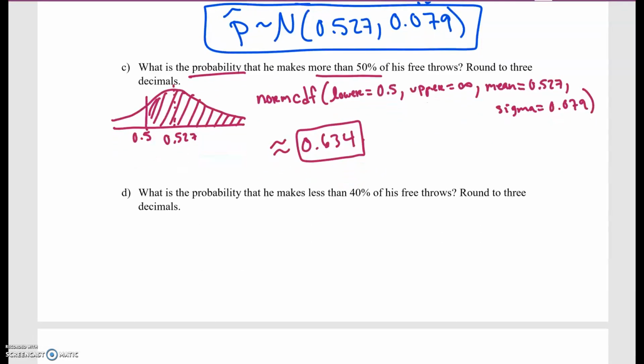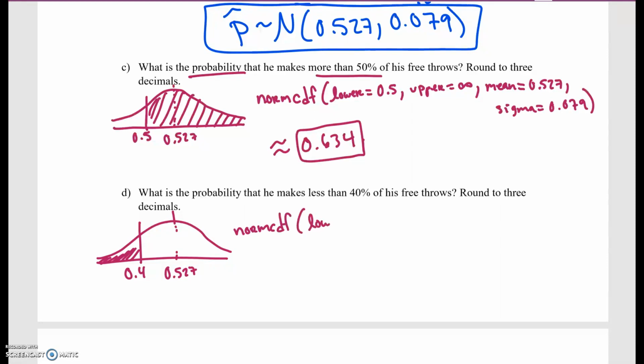What is the probability that he makes less than 40% of his free throws? So let me draw it one more time. Our mean hasn't changed, it's still 0.527, and then make less than 40% of his free throws. So here's 0.4 or 40%, and then less is going to be everything lower. We're still going to use normal CDF. My lower bound, in this case, notice that it doesn't start at 0.4 anymore. It starts a little bit smaller than this, and this goes off to negative infinity.